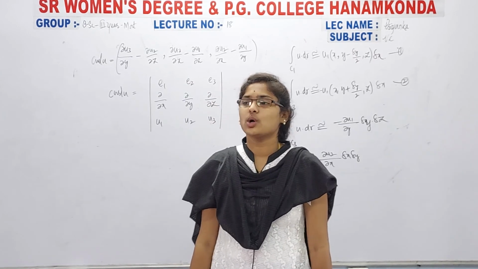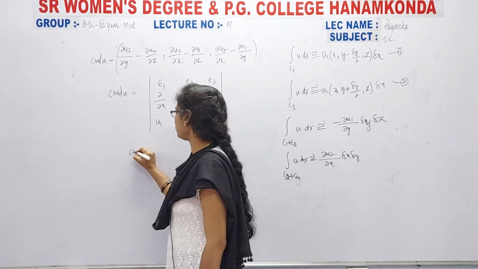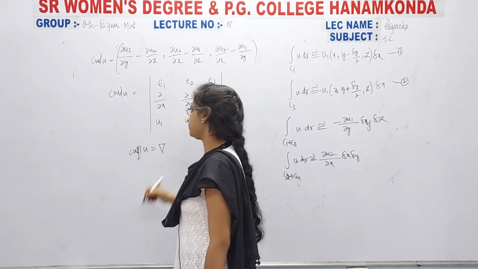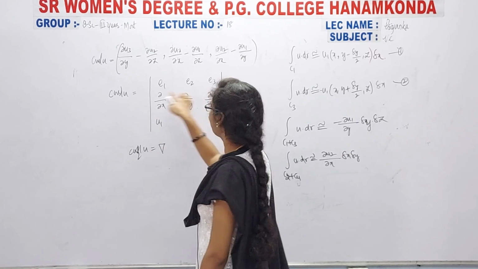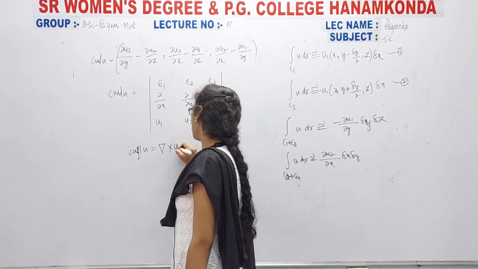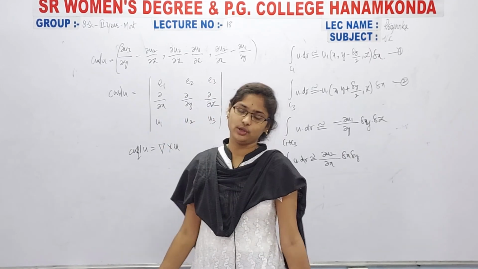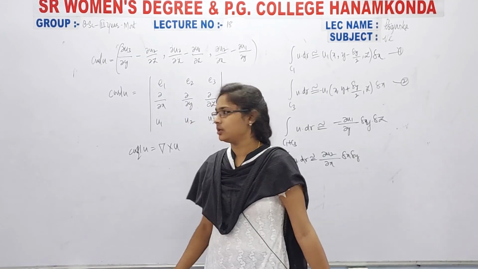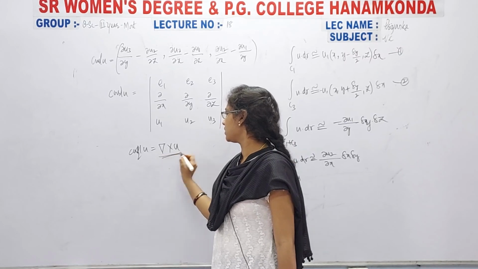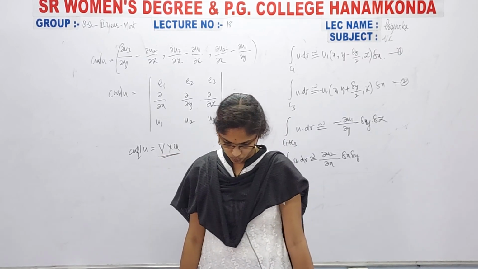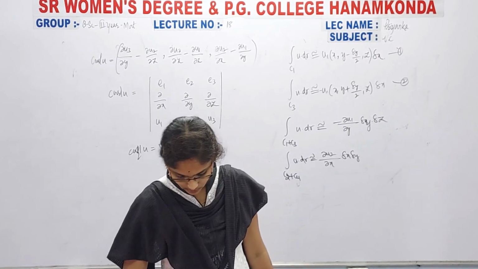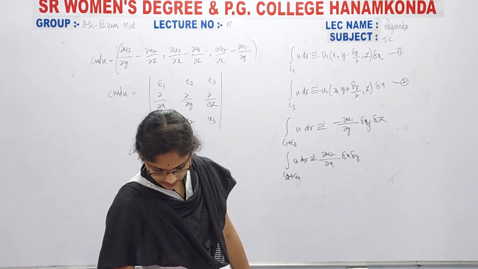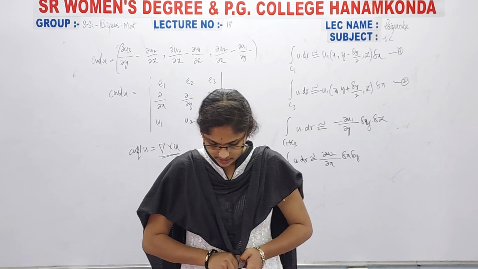Right, done. It is also denoted as curl u equal to grad cross u, because already here we had grad cross u. These are nothing but the values of u. The notation is grad cross u. Now write down one problem. Okay, we will discuss the application in the next class. Okay, thank you girls.